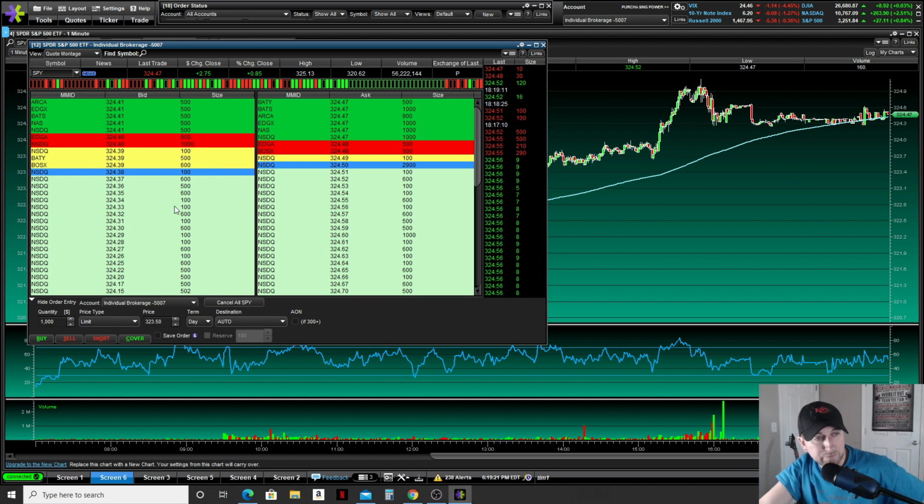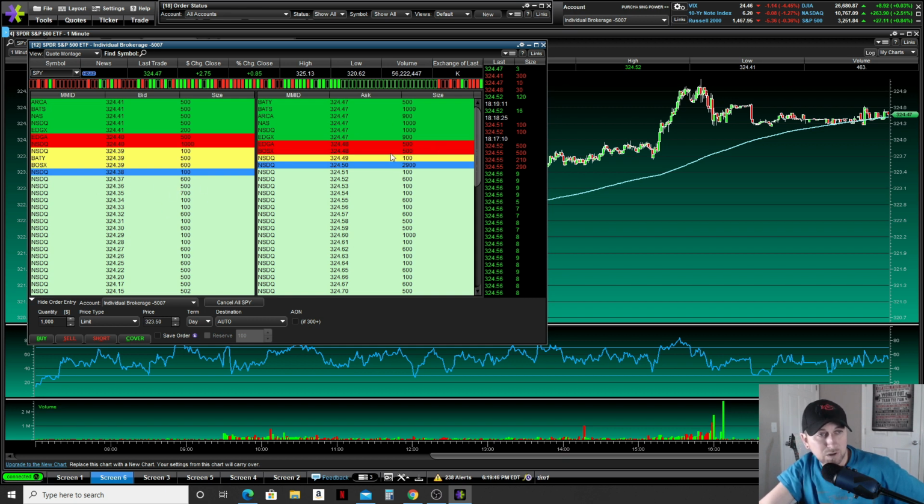So if you saw, for instance, a number down here that was 10,000 shares at 324.35 or somewhere in there, you would know that that would be somewhat of a support area. If this were to start dropping, you would know that, hey, there's a pretty good level of support there. There's a huge buyer there.